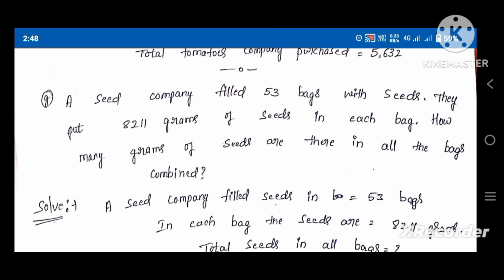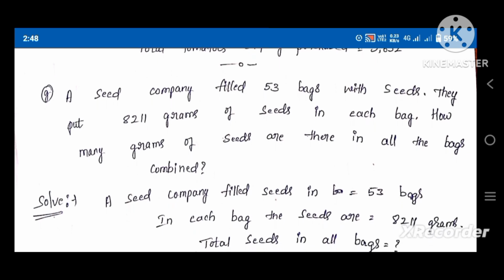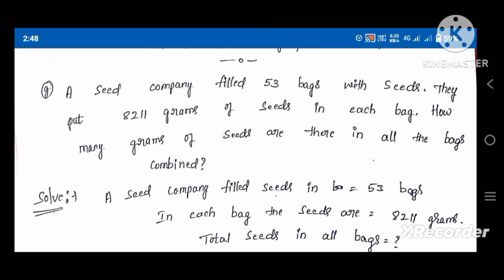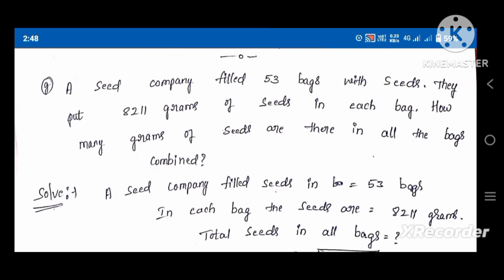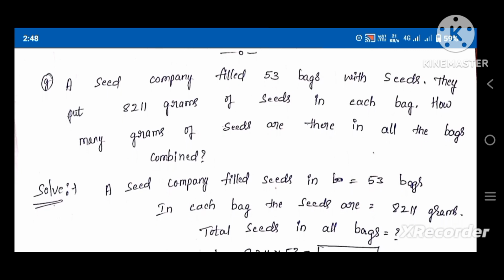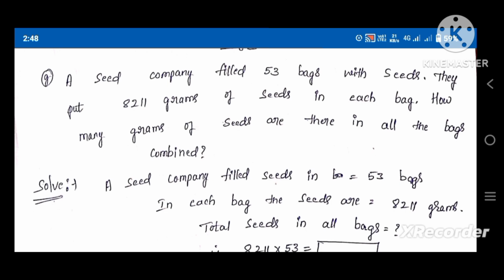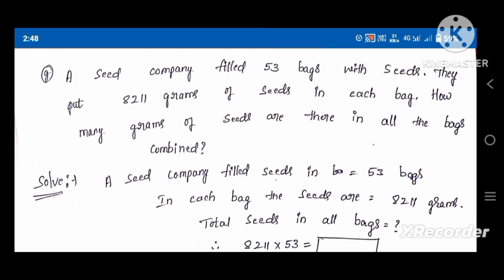Question number G. A seed company filled 53 bags with seeds. They put 8,211 grams of seeds in each bag. How many grams of seeds are there in all the bags combined?